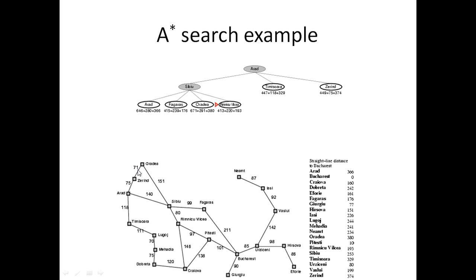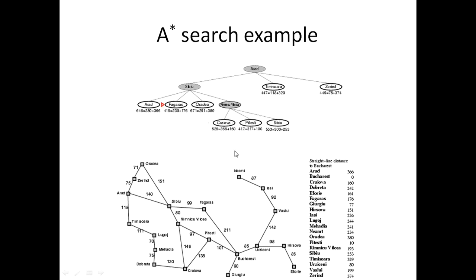From Sibiu, different nodes are connected: Oradea, Arad, Fagaras and Rimnicu Vilcea. So four cities are connected. Looking at the value of f(n), that is g(n) plus h(n), for Arad, from Sibiu to Arad the distance is 140, but adding the g(n) value gives a specific value. For Fagaras, g(n) is 239 plus h(n) of 176, giving 415. For Oradea we get 671, and for Rimnicu Vilcea we get 413. Rimnicu Vilcea has the minimum value, 413, so this node will be selected for further expansion.